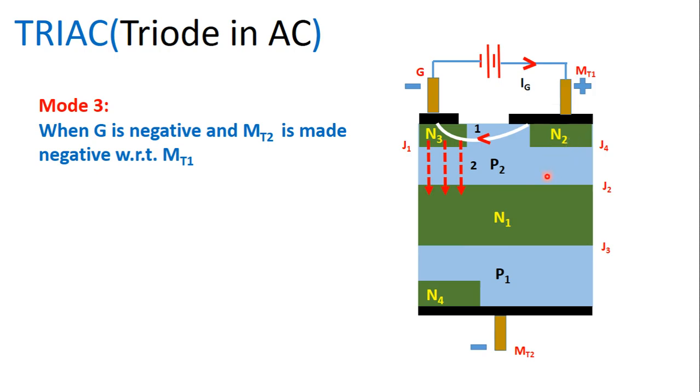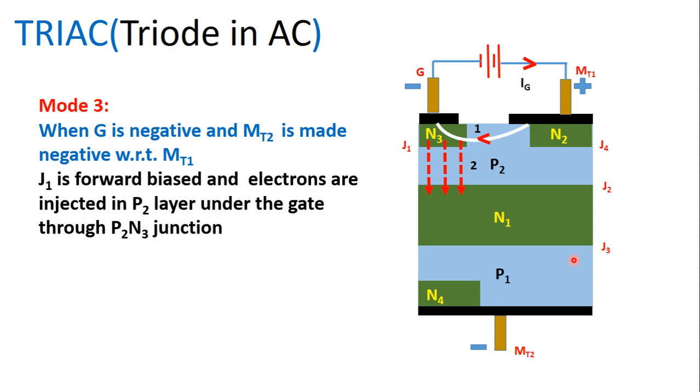And next one is mode 3 operation, that is quadrant 3 operation. Here the gate is made negative with respect to MT1 and MT2 is made negative with respect to MT1. So what happens? Again J1 junction will be forward biased. So when gate potential is applied here, electrons are injected into this P2 layer.